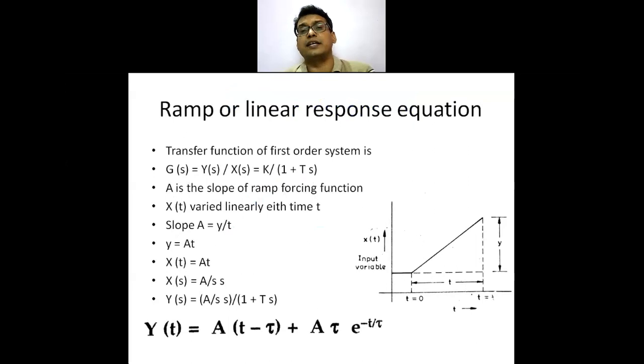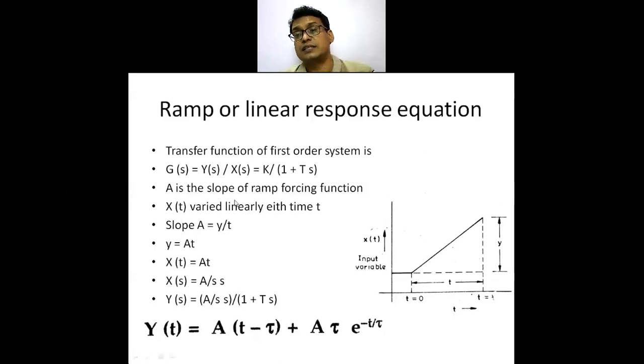Now the second is the ramp or linear response equation. Again the procedure is the same. First write down the transfer function G(s), which is equal to Y(s) upon X(s), which is equal to K upon 1 plus tau s. A is the slope of this forcing function.